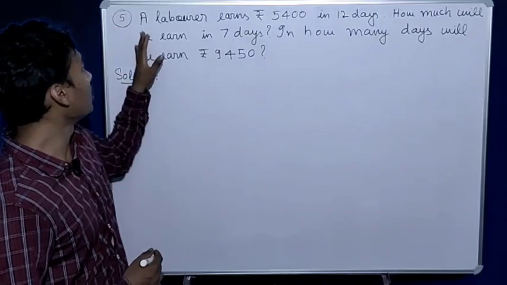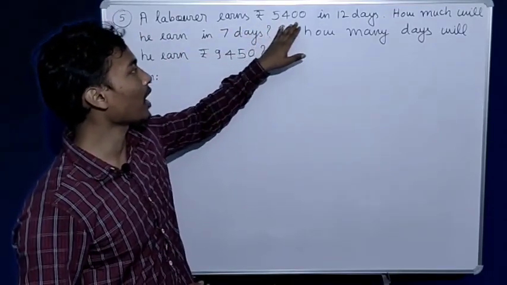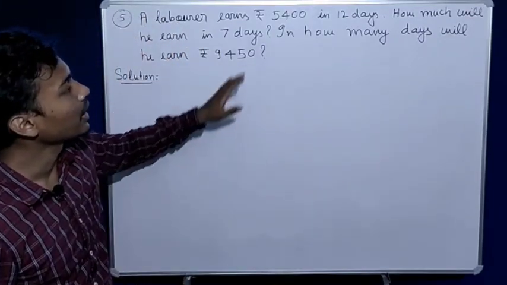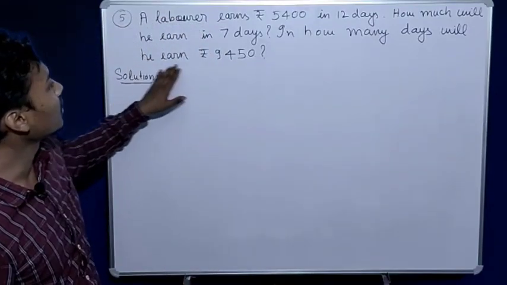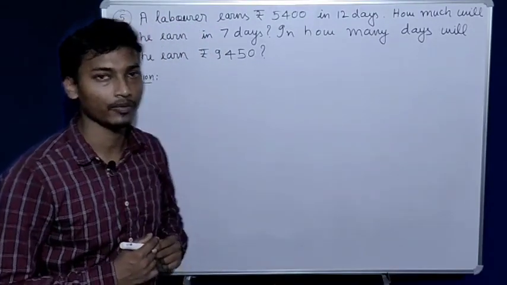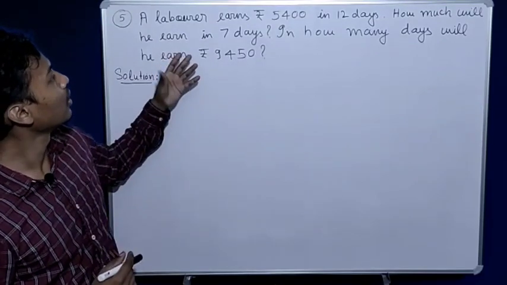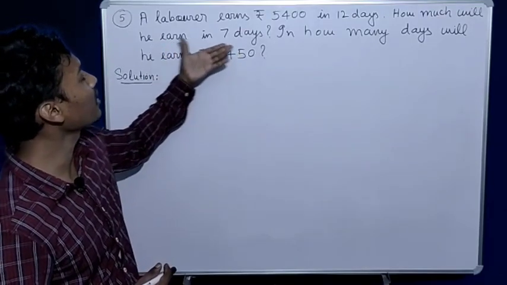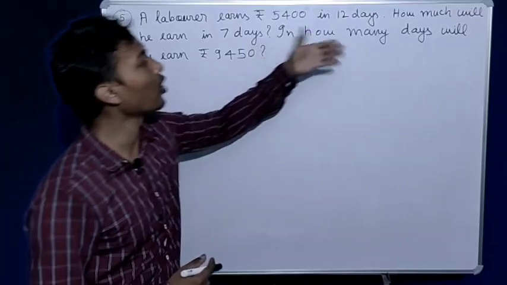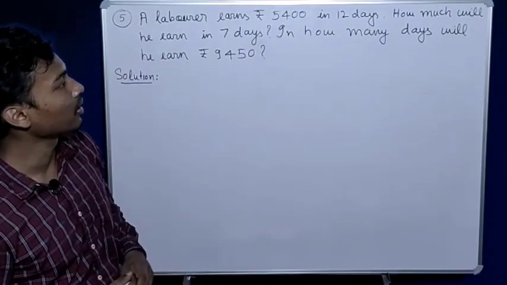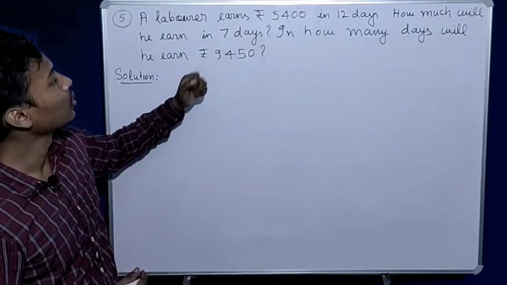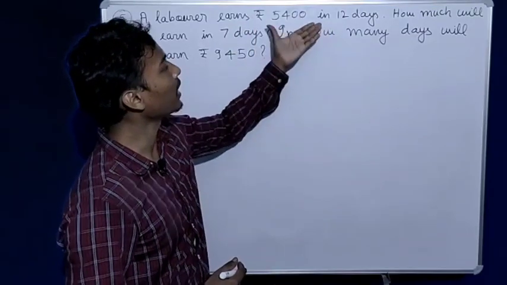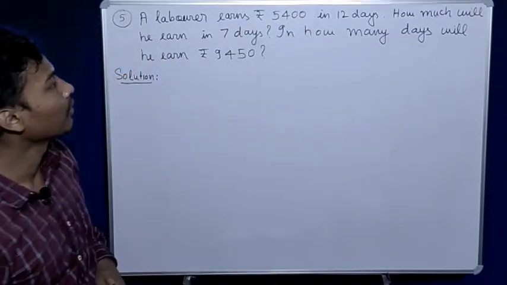Next, a laborer earns rupees 5,400 in 12 days. How much will he earn in 7 days? In how many days will he earn rupees 9,450? So this question has two parts. One where they are asking how much will he earn in 7 days, and the next they are asking in how many days will he earn rupees 9,450. Let's take the first part. For this we'll require the amount that he earns in 1 day. So we know in 12 days he earns rupees 5,400.